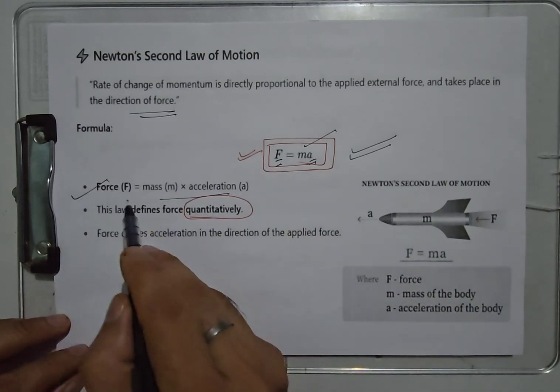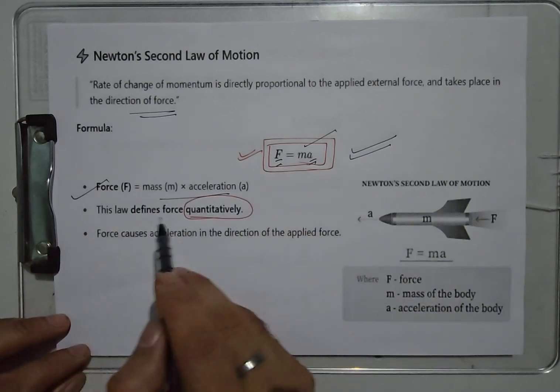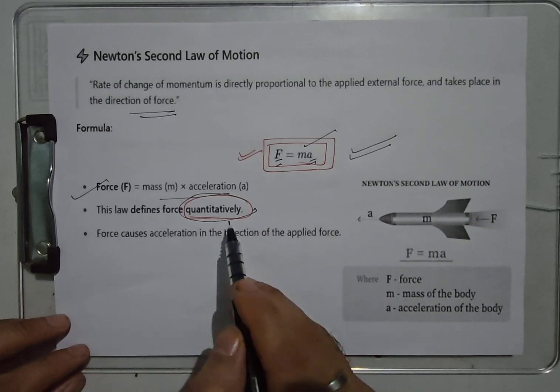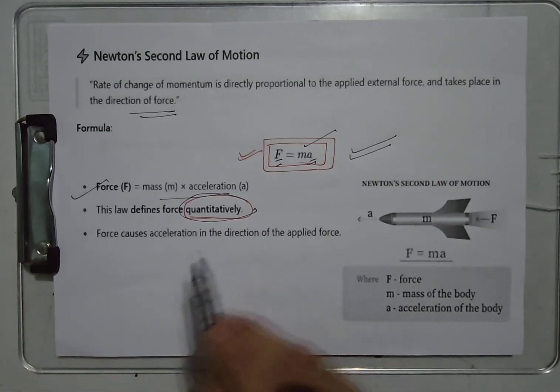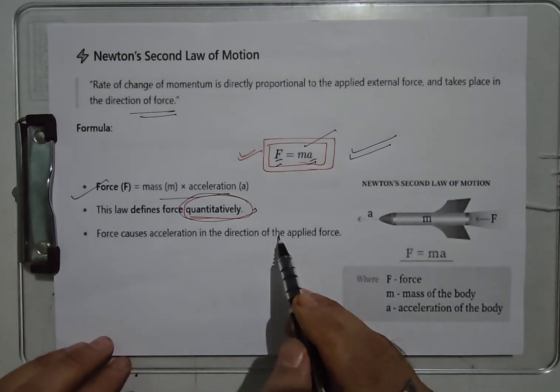So you see this one, force is mass into acceleration, and this law defines the force quantitatively. So this is the difference between the two: one is the first law and the other is the second law. Then, force causes acceleration in the direction of the applied force.